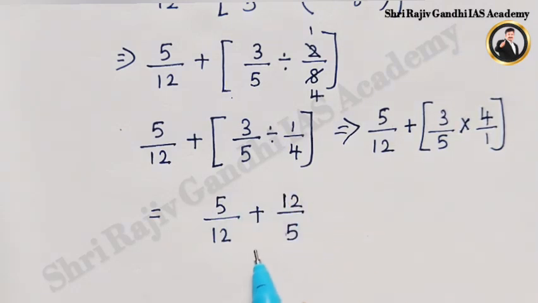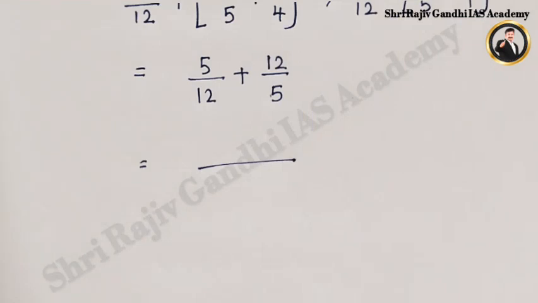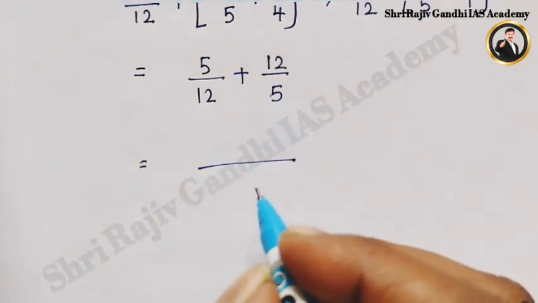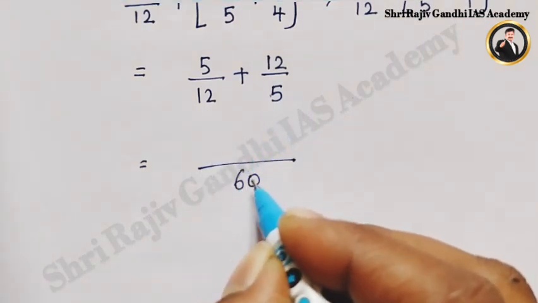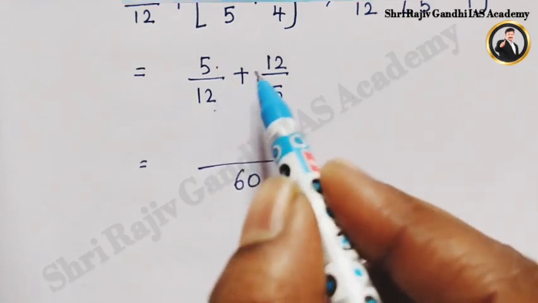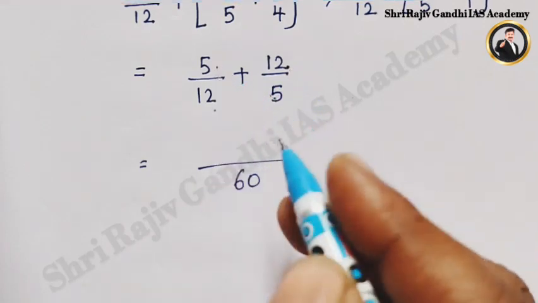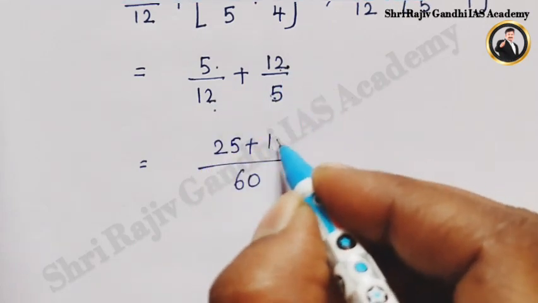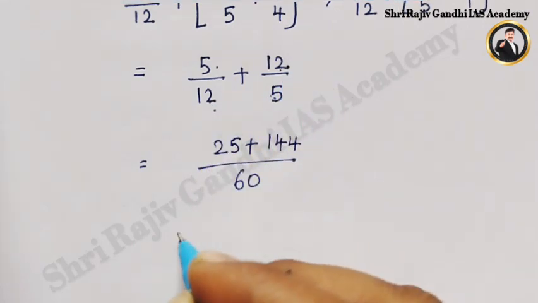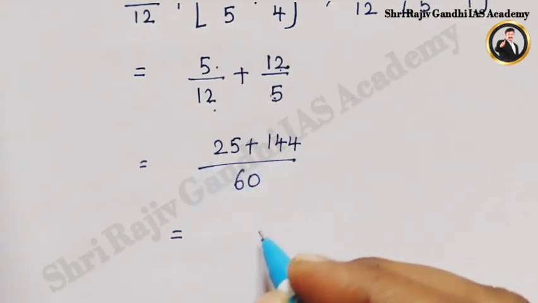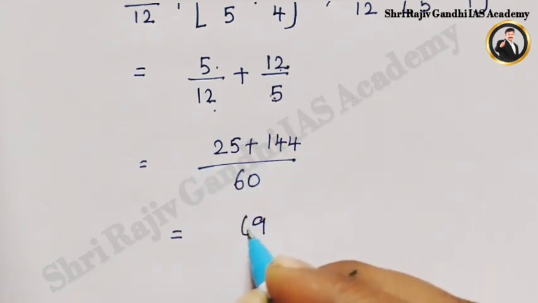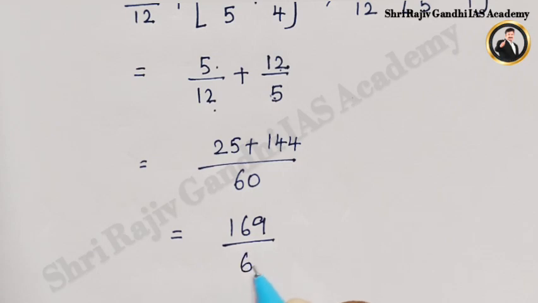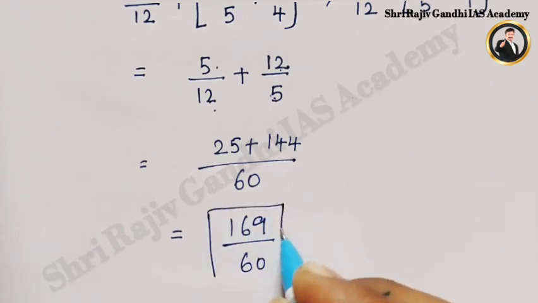Next we have to take the LCM because denominators are different numbers, so we have to do the cross multiplication here. So after doing the cross multiplication here, the final LCM is 60. Here we have to multiply 5, here we have to multiply 12. So 5 5s is 25 plus 12 into 12 is 144. Finally we have to add the numbers. 25 plus 144, 169 divided by 60. So this is the correct answer.